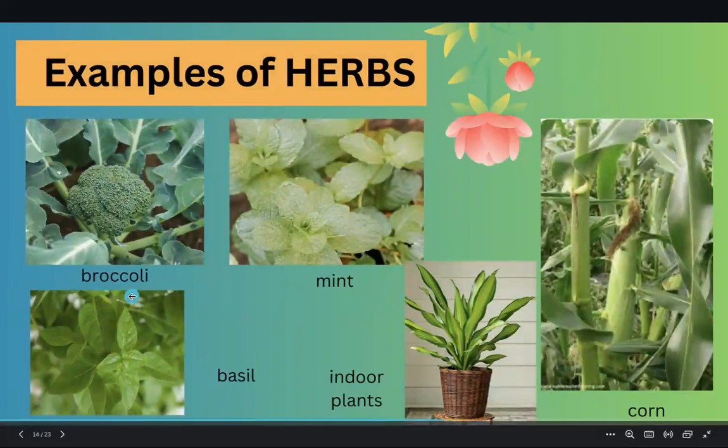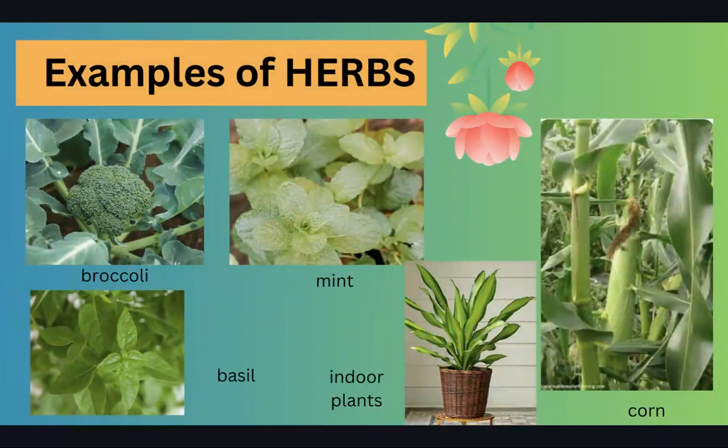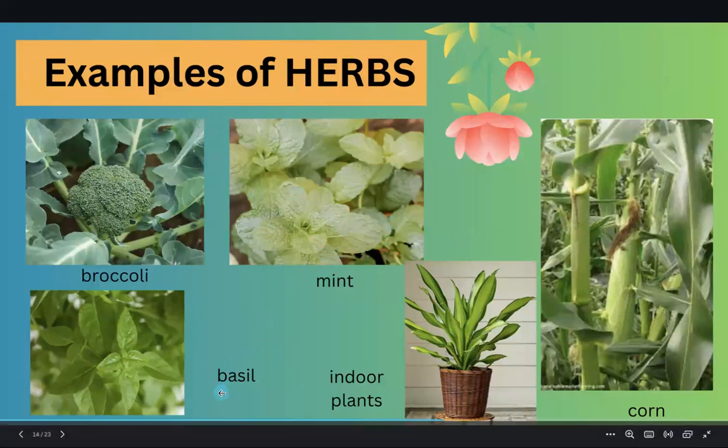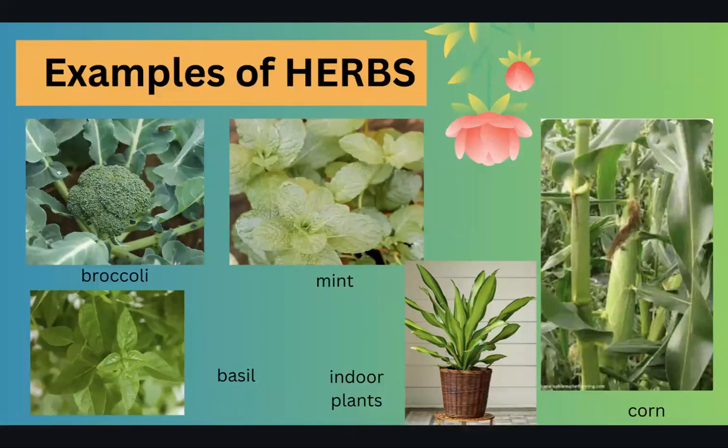Broccoli is one. I just bought broccoli this afternoon. I'm going to plant it tomorrow. Mint, I don't know if you have, I think Somalis are using mint in their food. Basil, corn, and indoor plants, they are herbs. So they are shorter. They do not have branches, just like shrubs. They have weak stems.